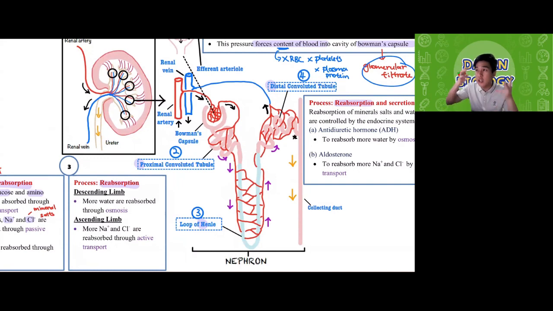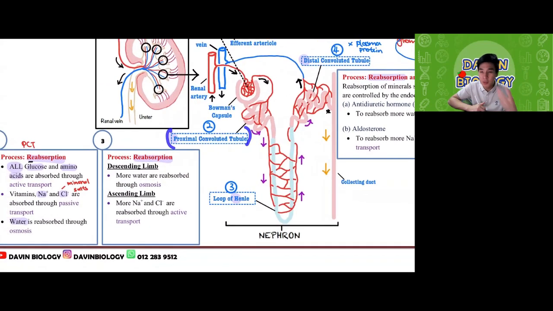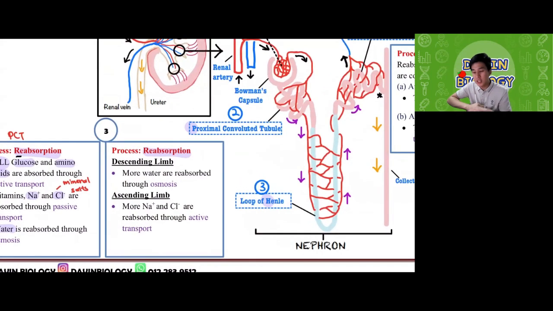So that's why if you eat too much sugar, too much glucose, your proximal convoluted tube sometimes cannot absorb all the glucose. Then some of it will eventually flow into your pee. Understand? So, okay, then we continue to stay here first.